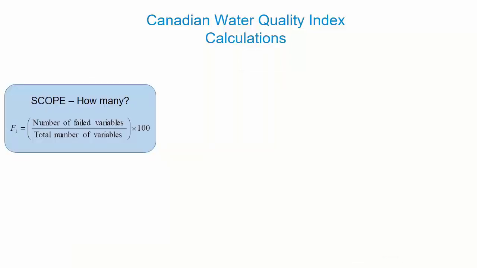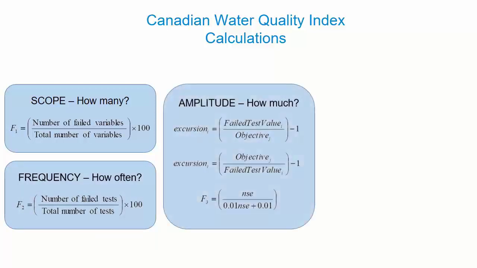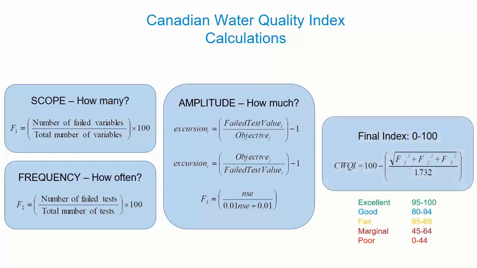Based on the criteria entered and measured parameter values, the tool calculates the proportion of monitoring samples that failed to meet water quality criteria, the frequency of failures, and the degree to which the measured values deviated from the criteria. These measures of the scope, frequency, and amplitude of failed variables are then summed and form the basis for the final calculation of the Canadian Water Quality Index. Final values are reported on a scale of 0 to 100, with ranges set for results ranging from poor to excellent.